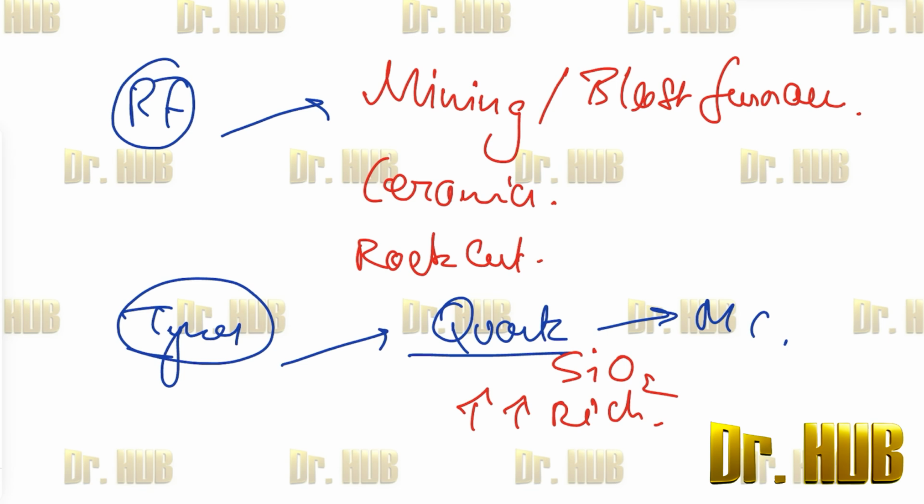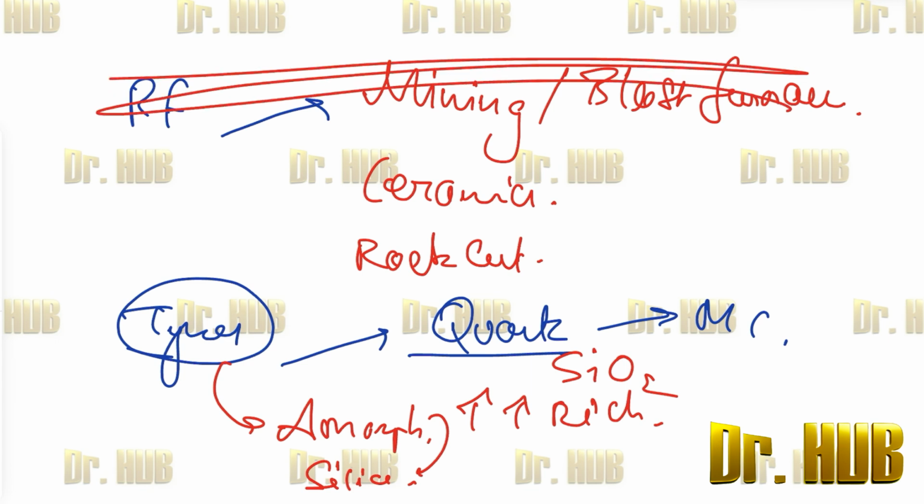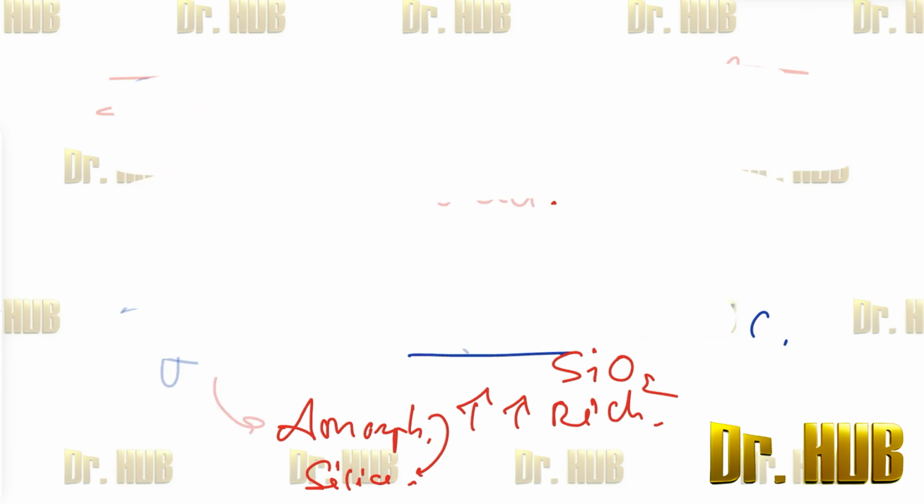The second variety, the first was crystalline, that is quartz, the second one is going to be the amorphous silica. So now let's look at some features. We are dividing into the acute and the chronic. So let's discuss both of them.